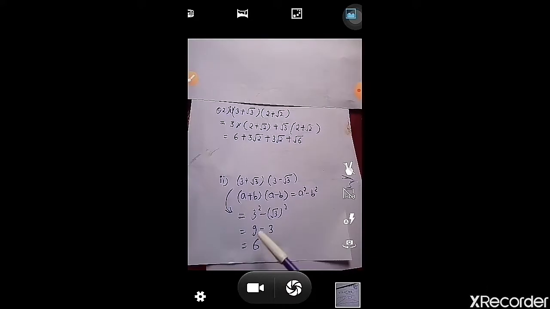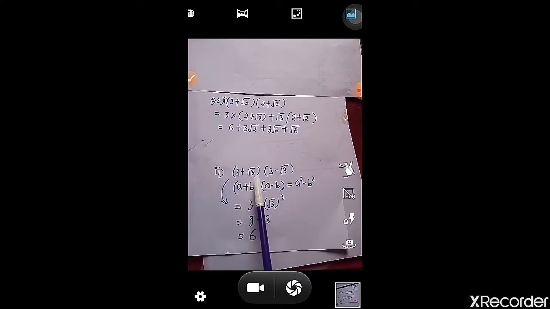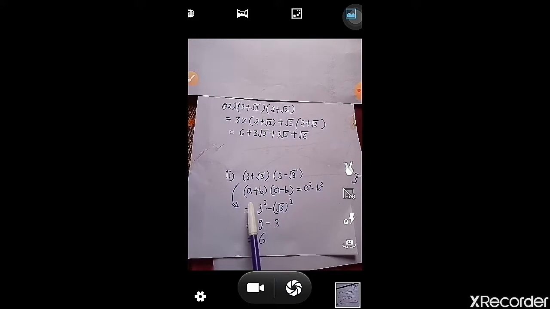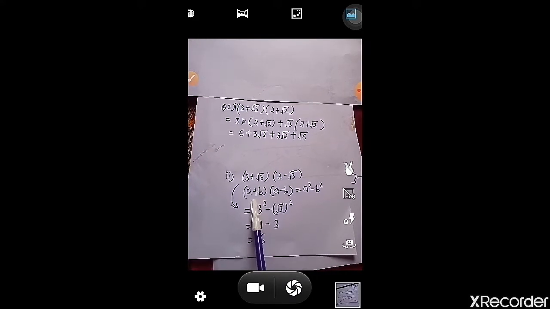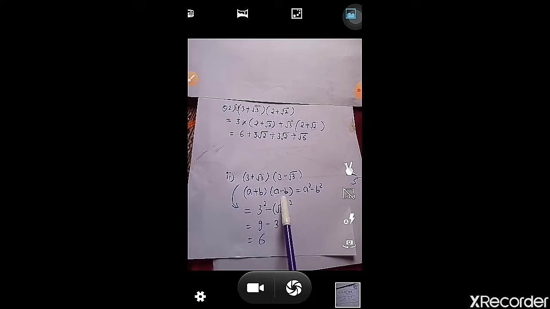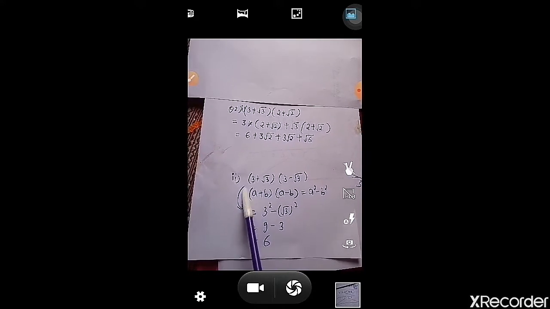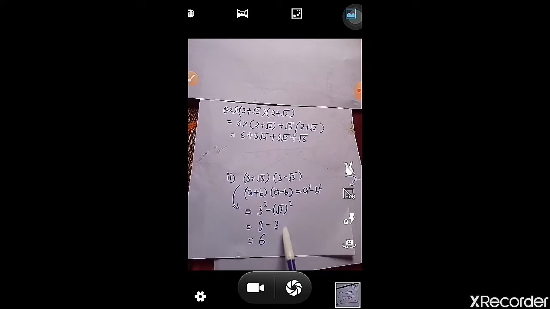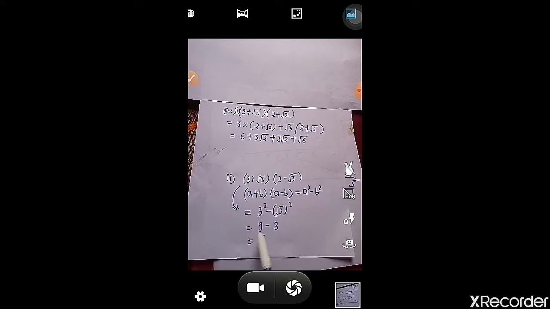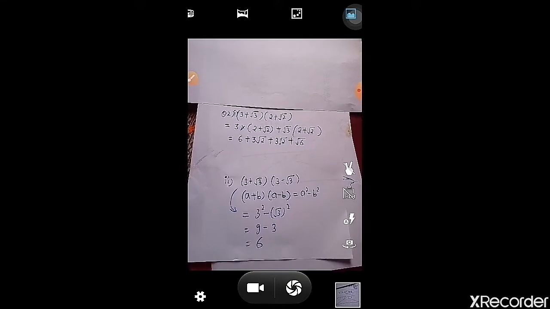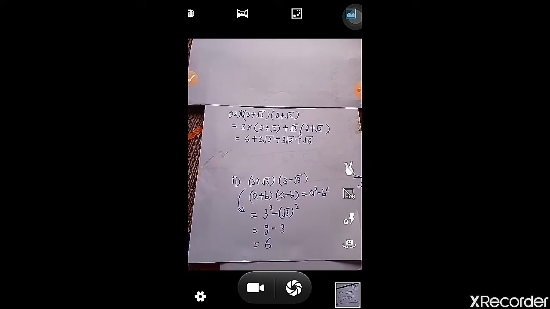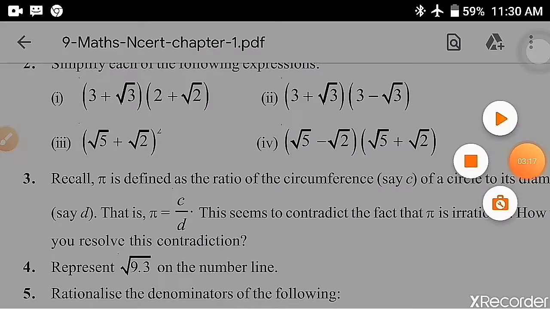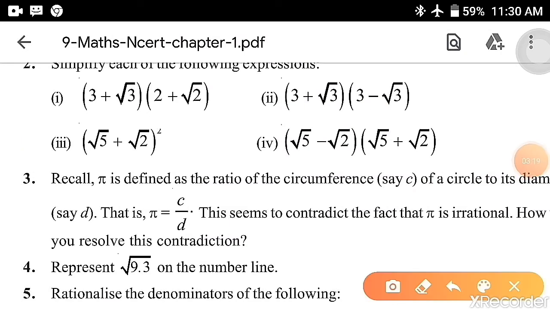Now see the next part, the second part, 3 plus root 3 and 3 minus root 3. You can see that in this we can apply the formula: a plus b times a minus b is equal to a square minus b square. So in place of a we write 3 square minus root 3 square. 3 threes are 9, minus root 3 square is 3, and we get the answer 6. If you see the one more part which is just similar to the second part, this is part fourth.